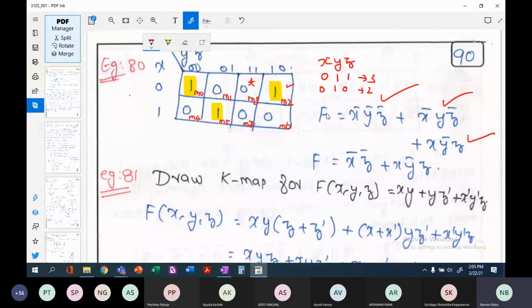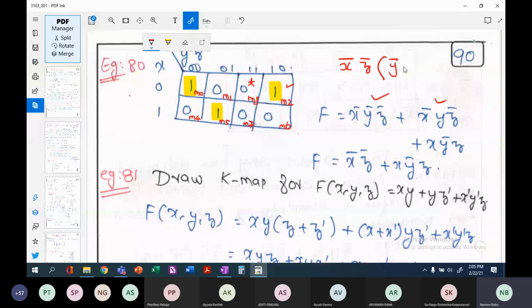You look at the first two Boolean expressions, this and this. What are the common terms? X bar is common and Z bar is common, right? So what is remaining? Y bar plus Y is remaining. This is equivalent to just X bar, Z bar, right? So this is how we do a Boolean simplification. But we are not going to do that. We are going to use K-maps for simplification.